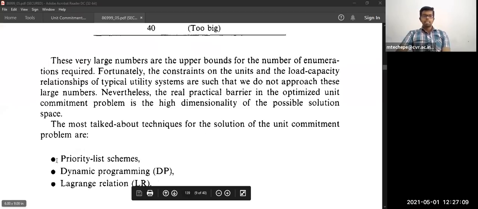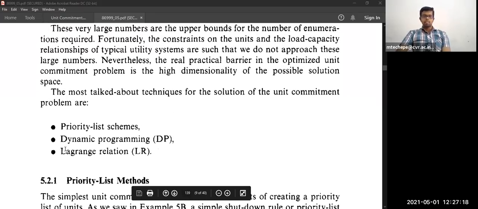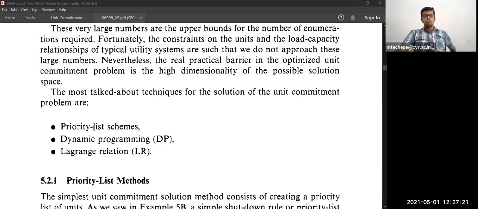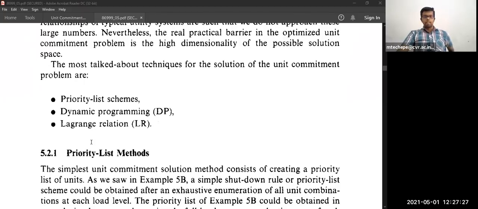The most talked about solution methodologies of this unit commitment problem are, first, the priority list method, then the dynamic programming method, then the Lagrange relaxation method. Coming to the priority list method, this is the simplest unit commitment solution method, simple when compared to the other two methods. The dynamic programming method is also very complex, but if you go for fuzzy logic programming, then it is somewhat easy.